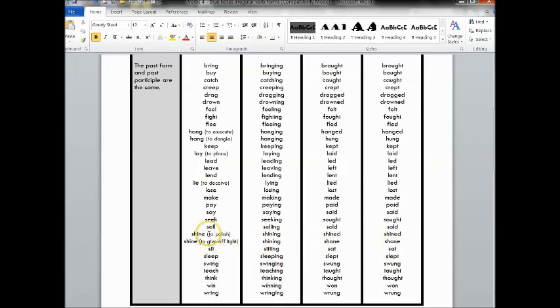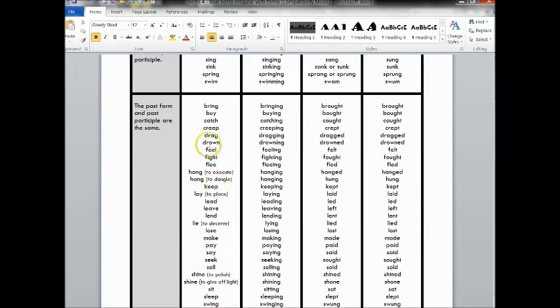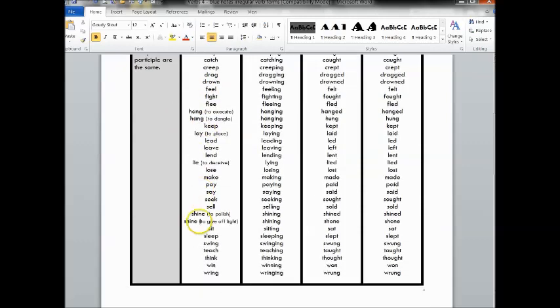There are two different definitions for shine. One is to polish, and then that's the ed form. One is to give off light. The sun shone brightly, but I shined my shoes. Okay, so those are the differences there. Sit, sleep, swing, teach, think, win, ring. This is not all of the verbs possible. This is not every single one. This is just to give you an example.